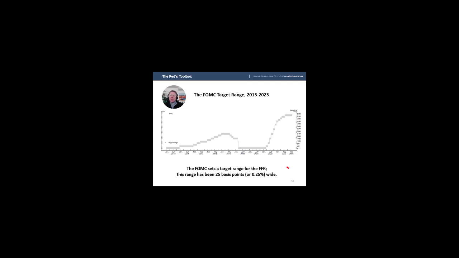The figure on the graph shows time on the x-axis and basis points on the y-axis. What are basis points? Basis points are related to percentage points. So basis points are used when percentage points are just really, really small. So 25 basis points is equal to 0.25%, not 25%, 1/4 of 1%, 0.25%. The figure shows the target range set by the FOMC over time in gray. And the FOMC has been setting the target range, the width of the gray range, to 25 basis points.